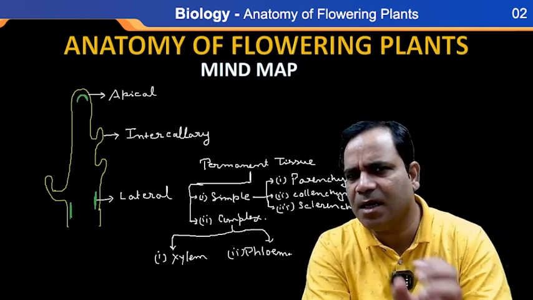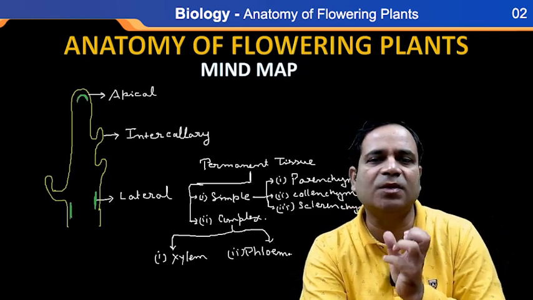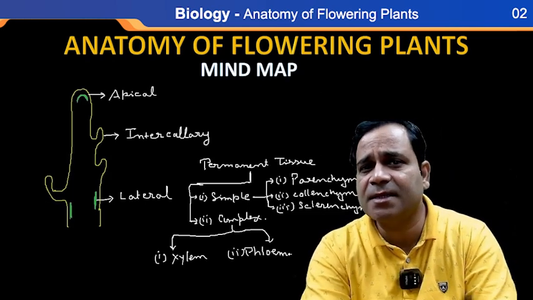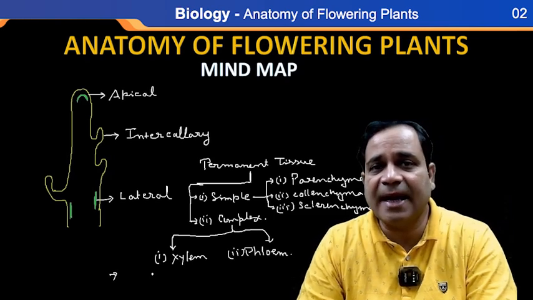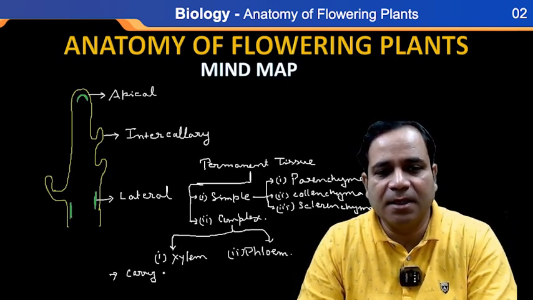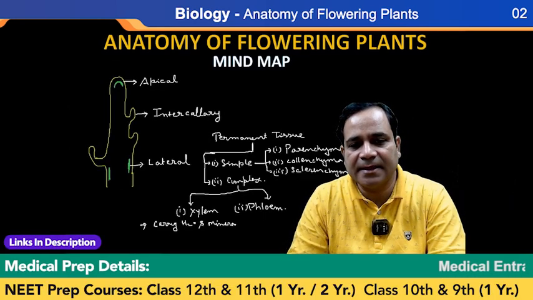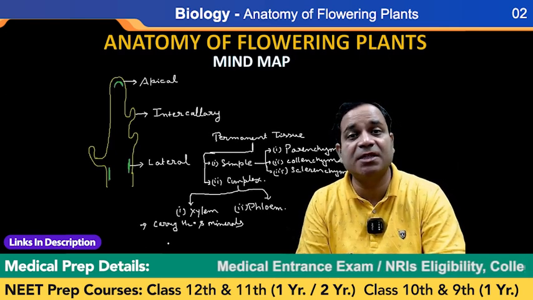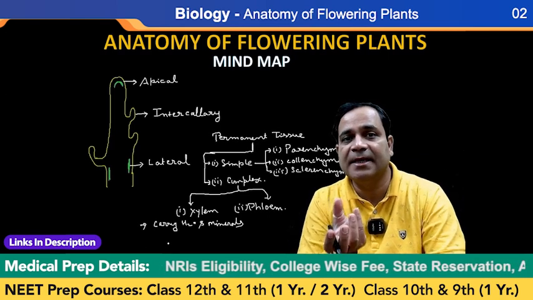What is the meaning of conducting tissue? Conducting tissue means the tissue which is responsible to carry some substances. Now the thing to know is what substances it carries. Whenever I talk about the xylem, it is responsible to carry water along with minerals. If a conducting tissue carries water along with minerals, it is known as xylem.